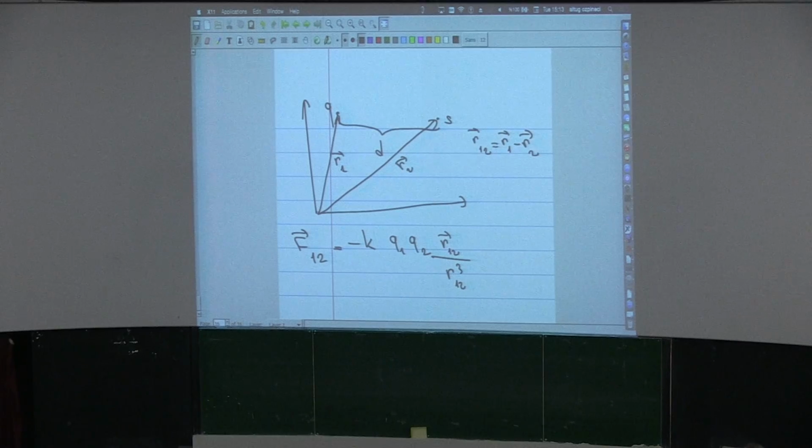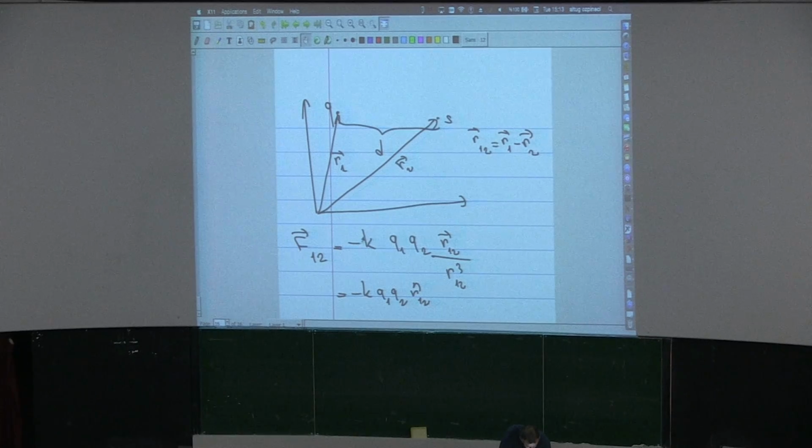Why the cubed? Didn't we say that it was the distance squared? Yes. And if you want to write down the magnitude of this thing, you have to write down the magnitude of R12, which is R12, divided by R12 cubed. That gives me R12 squared. Or I can write the same thing as minus K Q1 Q2 R12 hat divided by R12 squared. Now this hat just means the unit vector.